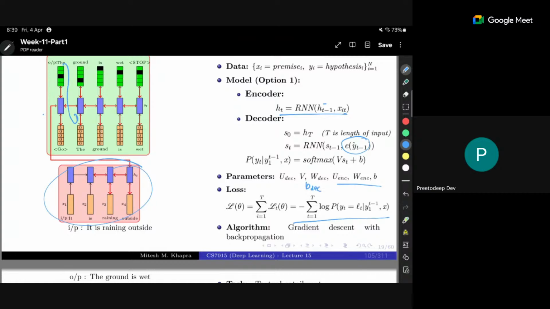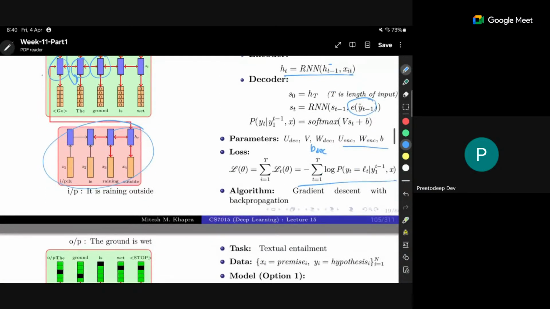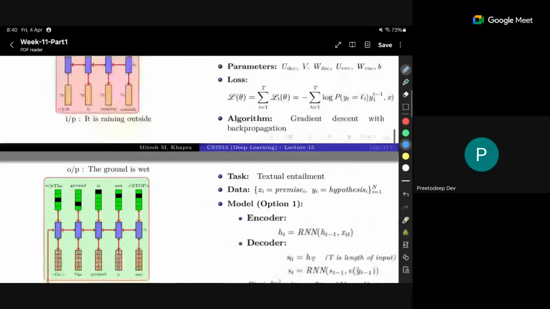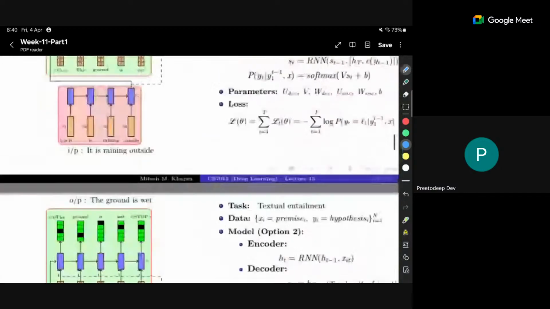So all these parameters will be there that you have to update, right? Currently it is an RNN, but you can use LSTM also for this basic unit. You can use anything, an LSTM unit or a GRU unit, as you wish. The same thing will happen for many problems.